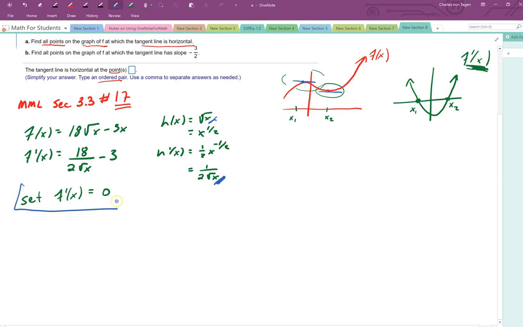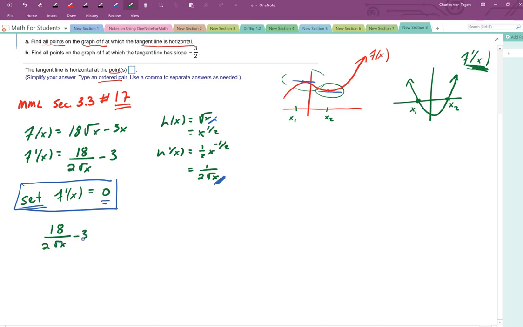And I highly, highly recommend that you actually write this step out to yourself. Sometimes people get confused in these problems, and if you give yourself some directions, like saying, I am setting this equal to 0, rather than just doing so, I think it helps you focus a little bit more. Okay, so we're setting f prime of x equal to 0.